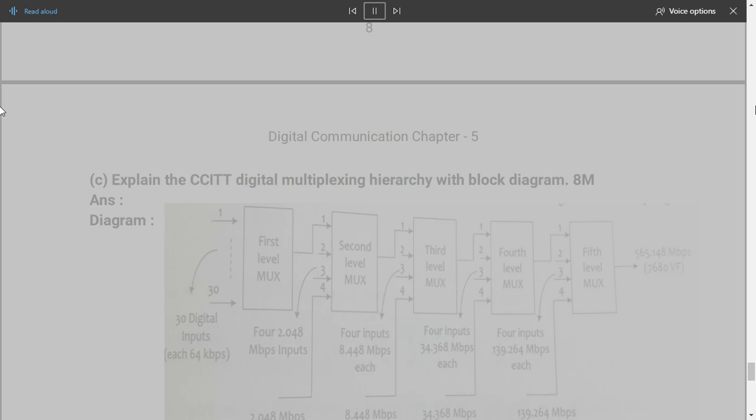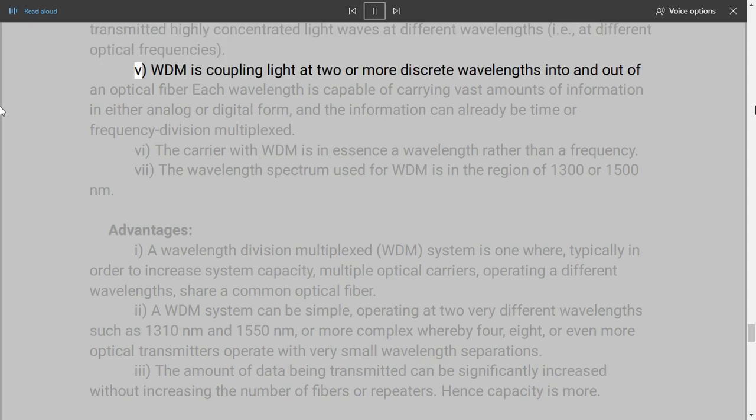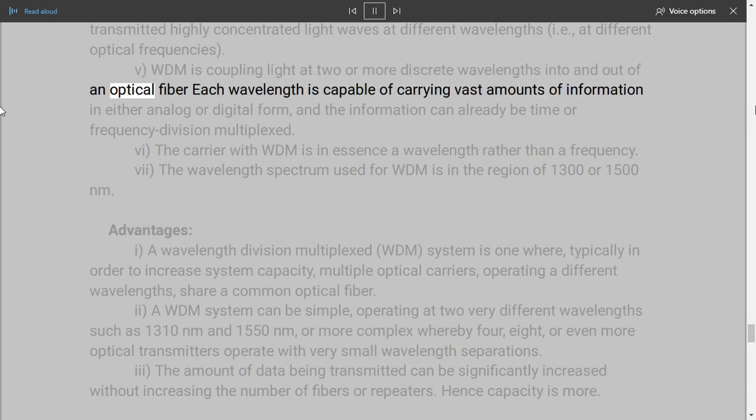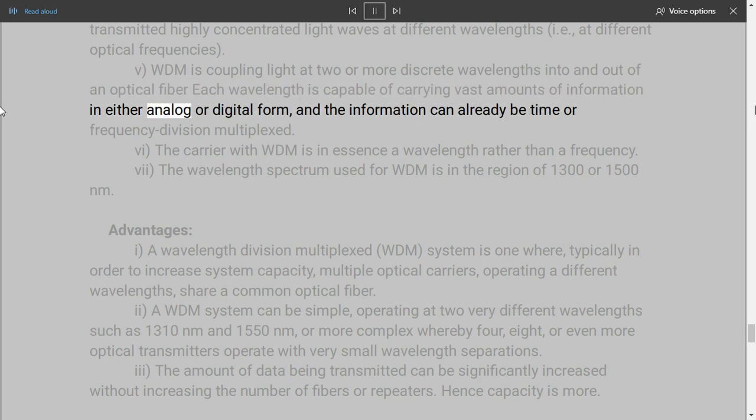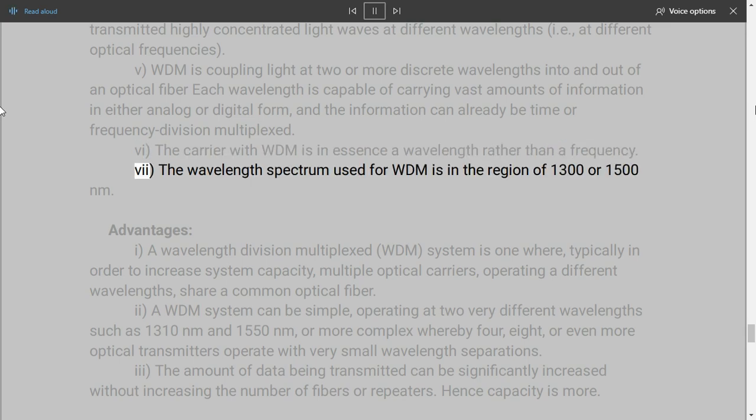transmitting highly concentrated light waves at different wavelengths, i.e., at different optical frequencies. 5. WDM is coupling light at two or more discrete wavelengths into and out of an optical fiber. Each wavelength is capable of carrying vast amounts of information in either analog or digital form, and the information can already be time or frequency division multiplexed. 6. The carrier with WDM is in essence a wavelength rather than a frequency. 7. The wavelength spectrum used for WDM is in the region of 1300 or 1500 nm.